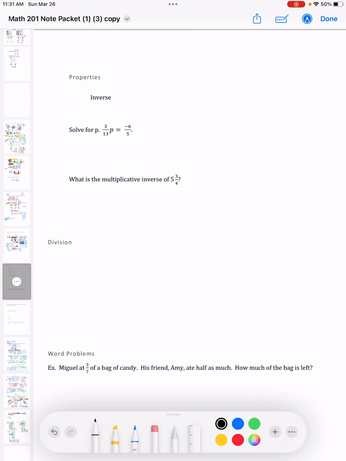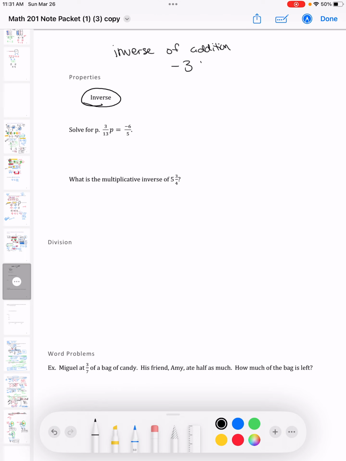We have all of our same properties with multiplication of rational numbers that we had before: commutative, associative, identity. But we are going to add one. We have not looked at the inverse property of multiplication. We did look at the inverse property of addition. So let me just remind you of what that one is.